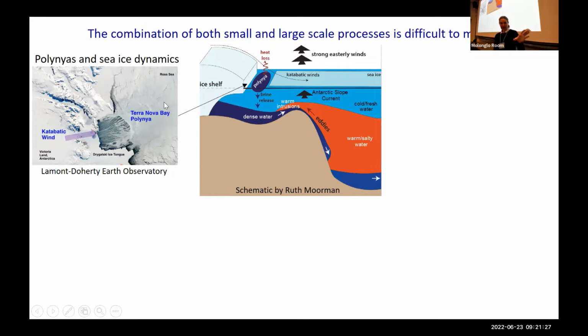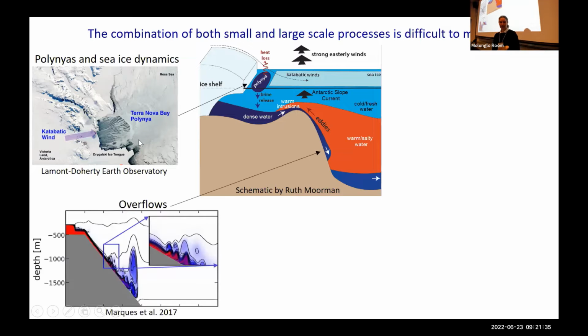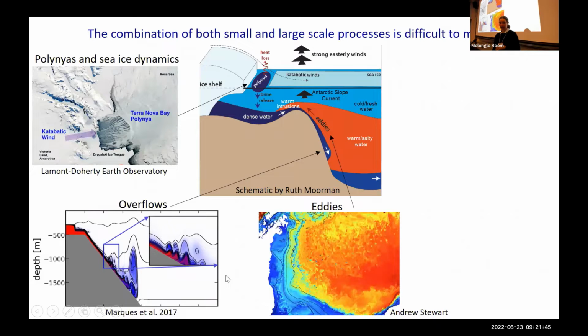Okay, so I've got some of these pictures here for you. Sorry, mind fog. Okay, so on the left here, this is a polynya you can see. So the winds blow off the coast, forming these small scale polynyas. Here's a picture of an overflow from a really high resolution simulation. You can see you can get complex mixing going on there in the overflow.